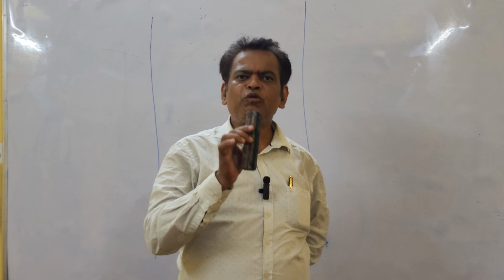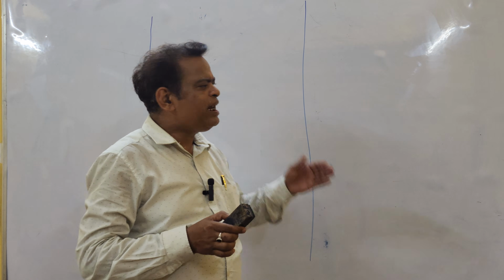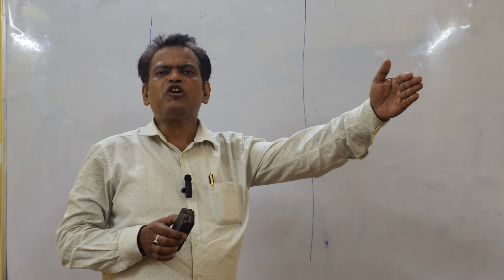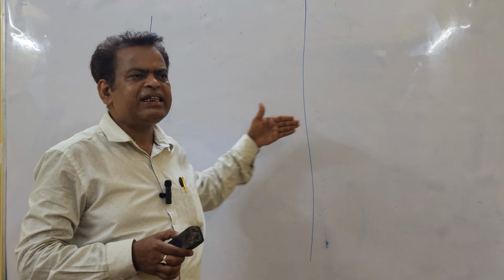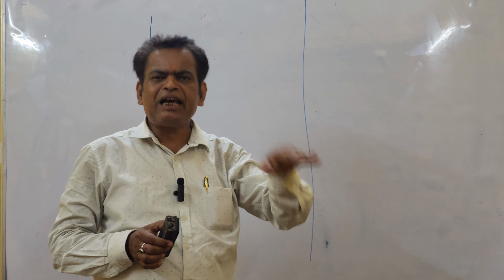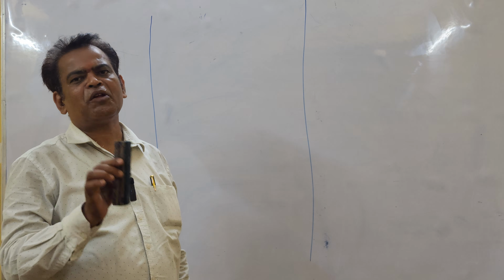So we can define the reflection of light like this: while a ray of light returns back, or while a ray of light is sent back to the same medium, that is called the reflection of light.